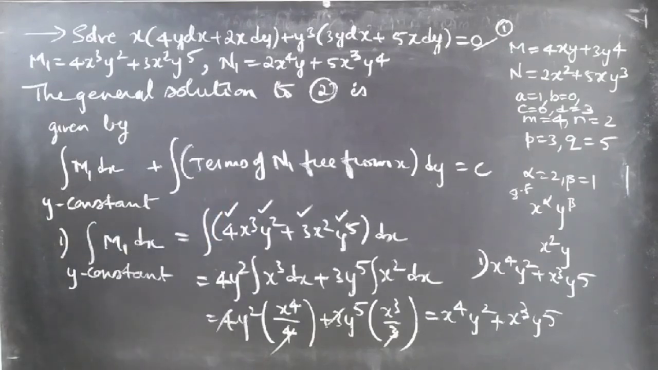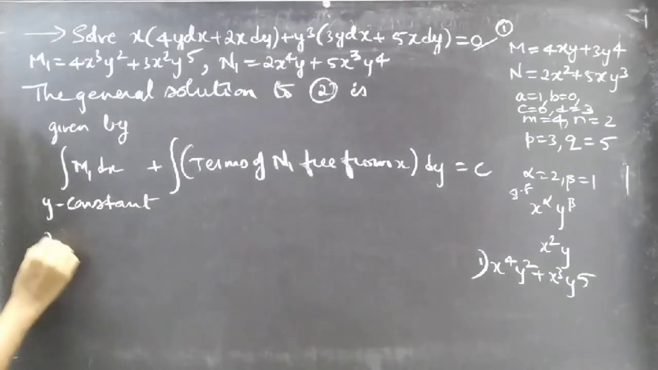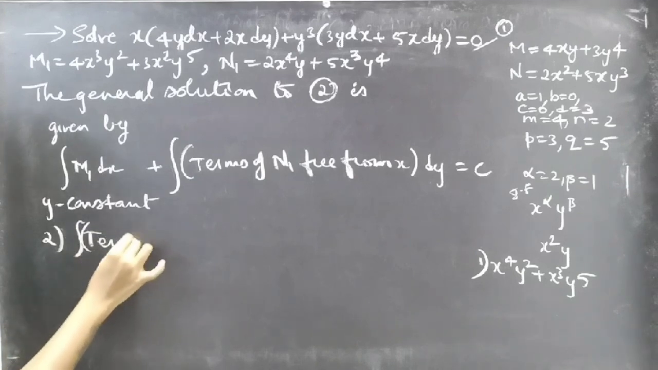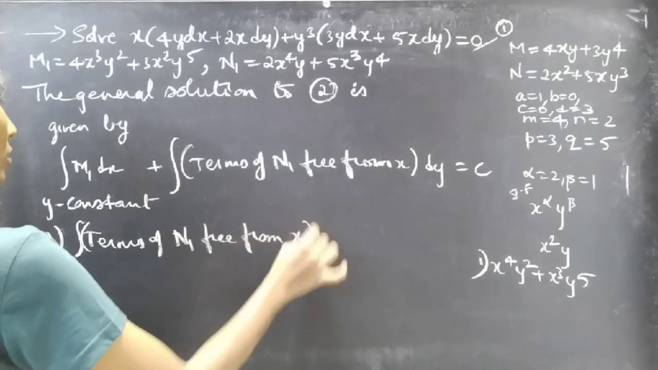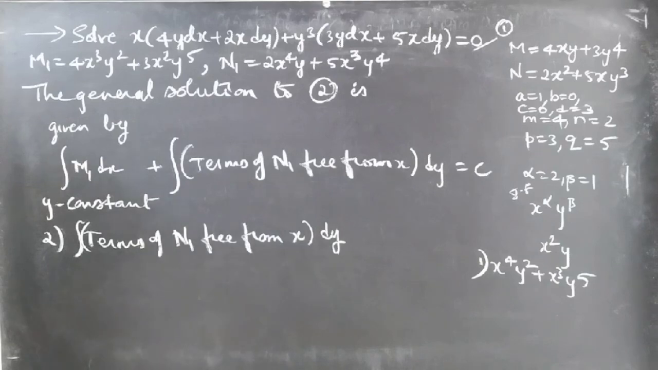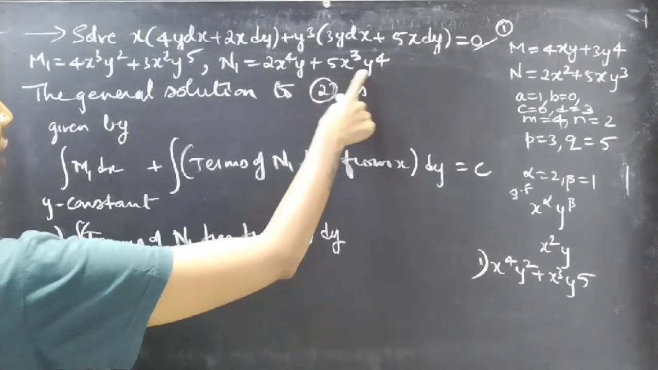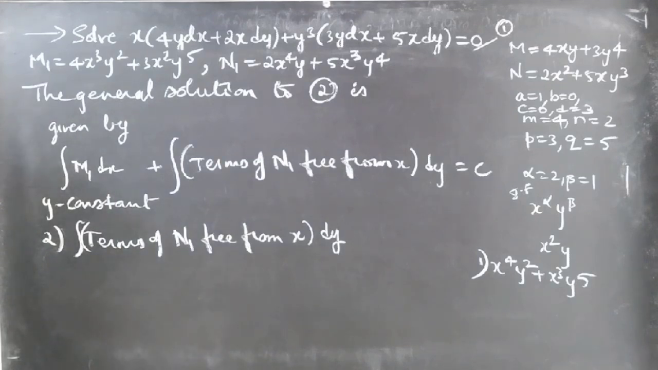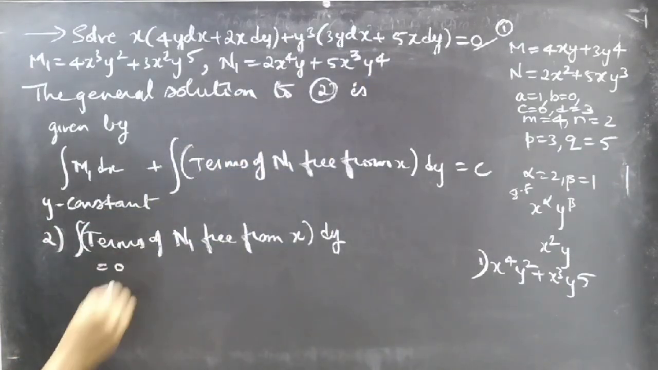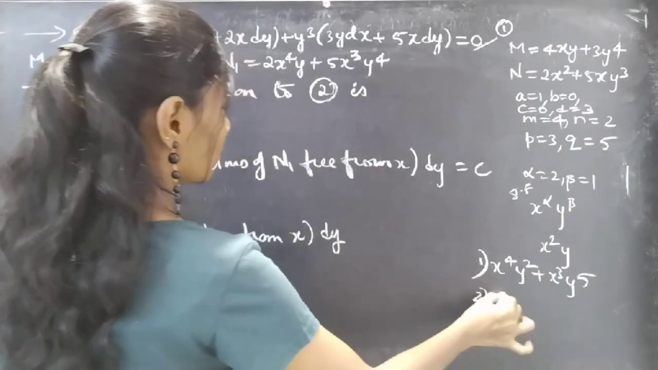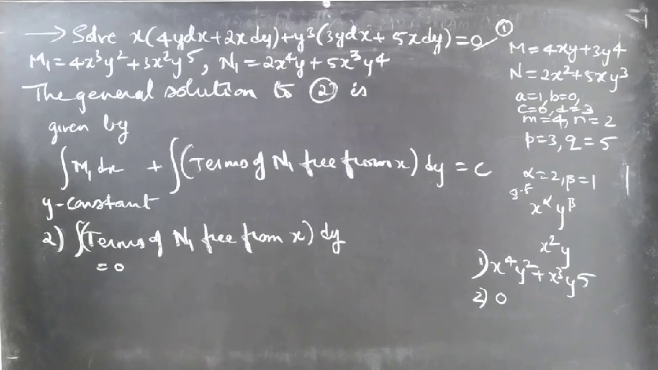Now coming to the second integral: integral of terms of n1 free from x into dy. Observe n1, we have 2x power 4 y plus 5x cubed y power 4. Do we have terms which are free from x here? We don't have any terms which are free from x, because both the terms involve x, right? So this equals 0. So the result obtained from the second integral is 0, because we don't have any terms of n1 which are free from x.